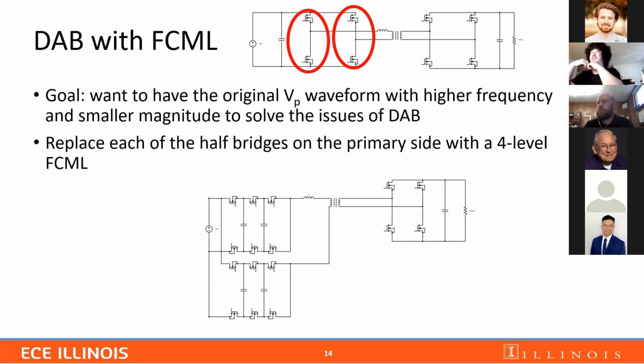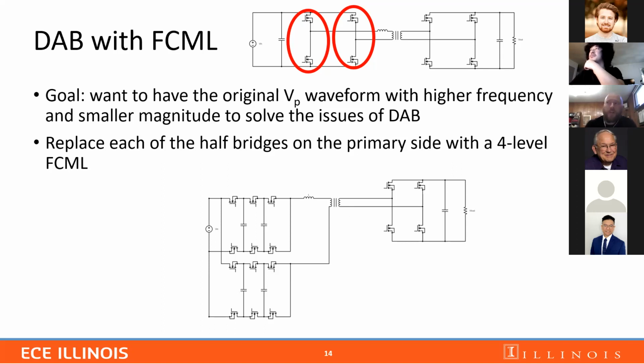Oh, okay, I see. So if we increase the levels of the FCMLs, then the voltage at the switching node, which is on the left of the transformer, will be smaller. So if this voltage is smaller, then the conversion ratio required for the transformer will be smaller than the original. Okay.